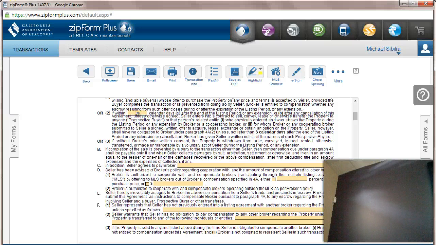You understand the different ways you could be paid. One, if the property sells during the listing period or within 30 days after. Two, you'll be paid if it's withdrawn. Three, conveyed. Four, leased. Five, rented. Six, transferred. Seven, made unmarketable by a voluntary act of the seller. There are 7 ways you could get paid, and only one of them actually involves you selling the property.